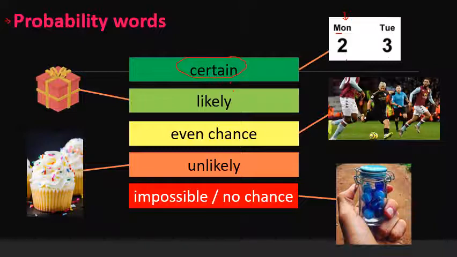And lastly, something that's impossible or no chance: we've got a jar and it's full of blue marbles. There's no chance of drawing a pink marble out of that jar. It's just not possible, because there are no pink marbles in there. Now, some people say, well, nothing's impossible. Well, that's true to a certain extent, but based on the information we have and being realistic about it, these aren't magic marbles that change color, these are just regular blue marbles. There's no chance of drawing a marble out of there that isn't blue.